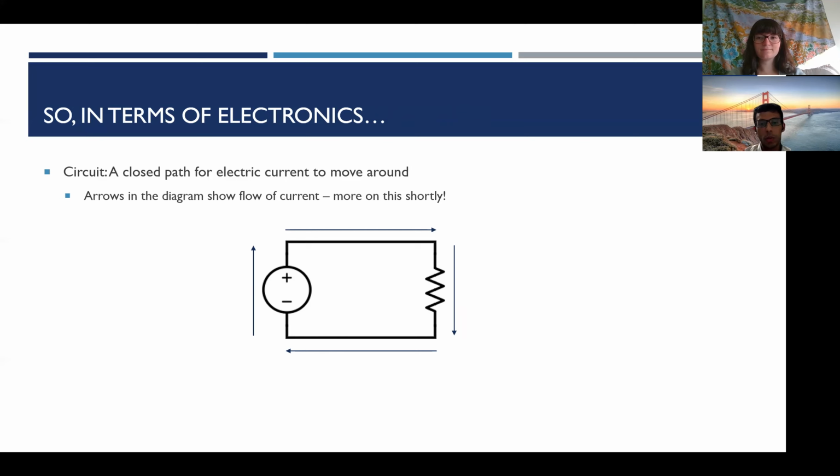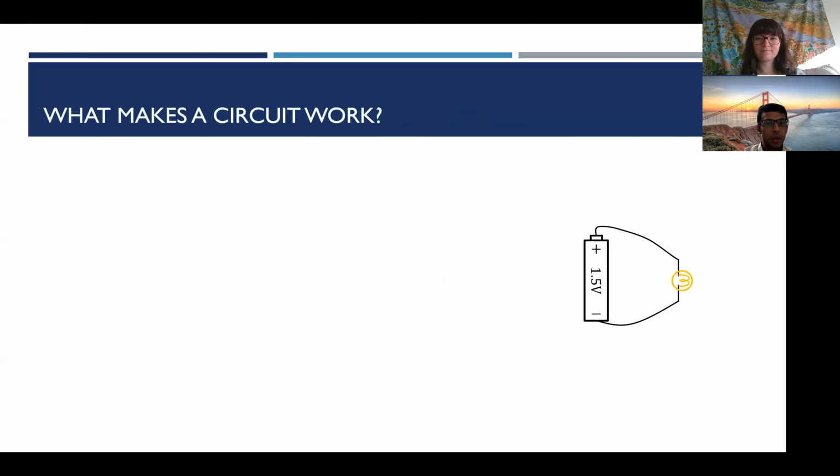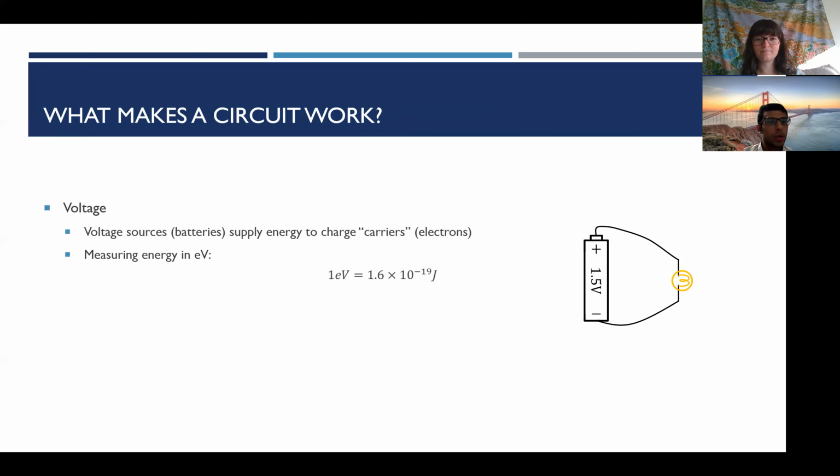Let's talk a little bit about what makes circuits work. So here I have a very simple circuit right here. This is a 1.5 volt battery that is connected to a light bulb over here. So one of the primary things that you see here is that we have a battery, or a source of power, which is providing voltage. So that is one of the things that is going to make the circuit work. How does that do that? So batteries, just like I said, provide energy to carriers or electrons, which are going to be moving around in the circuit to be able to make the circuit work.